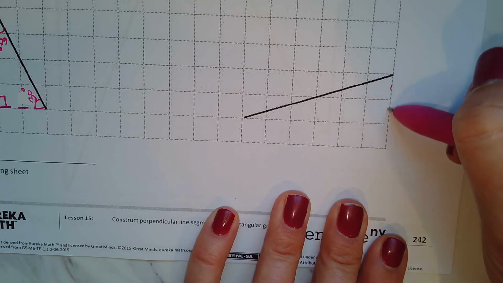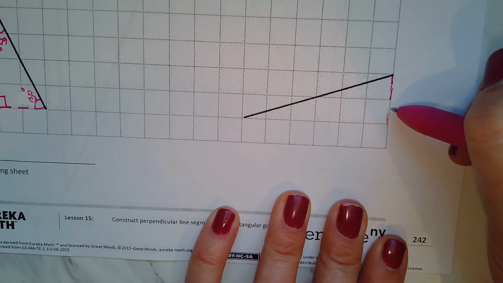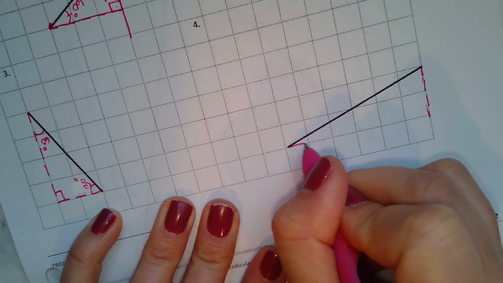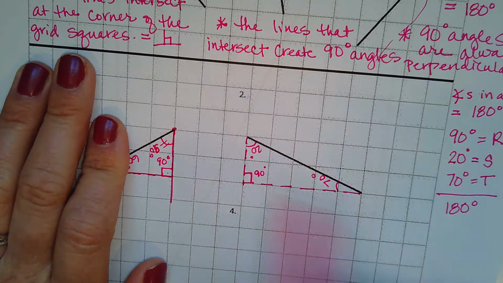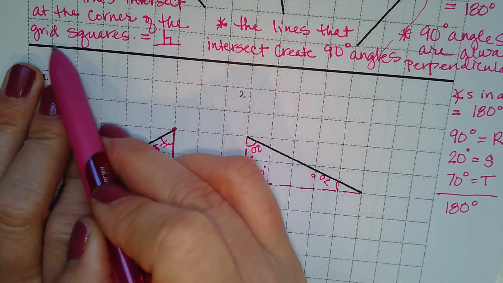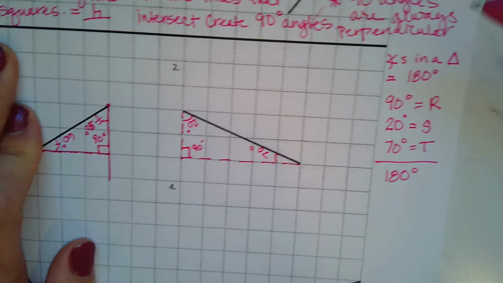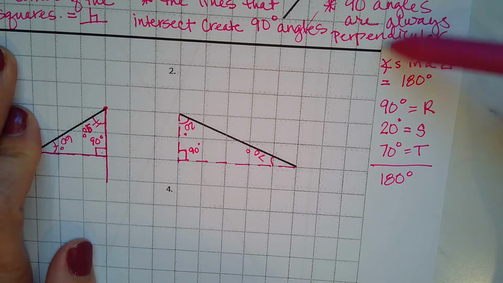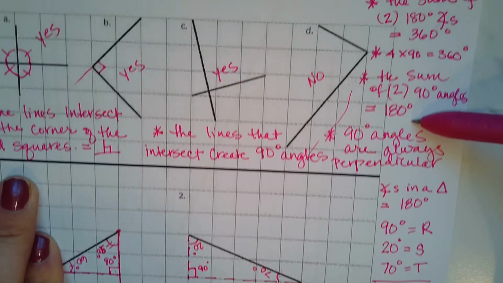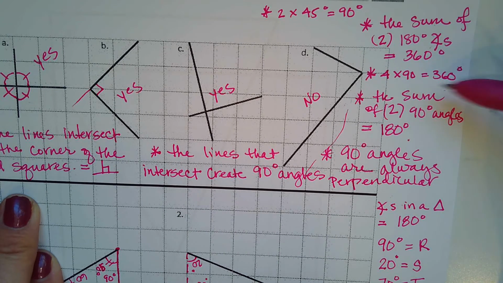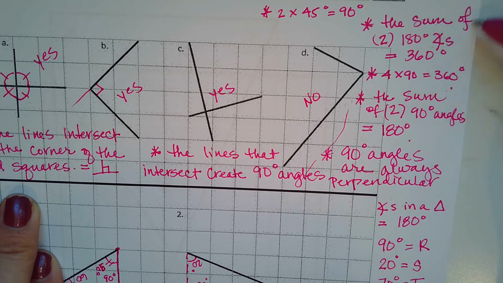Then this, we know this is perpendicular because it goes along the straight edge. And what do we know about perpendicular lines? The lines intersect at the corner of the grid squares. The lines that intersect create 90-degree angles. 90-degree angles are always perpendicular. The sum of two 90-degree angles equals 180 degrees. 4 times 90 degrees is 360, and the sum of two 180 angles is 360.